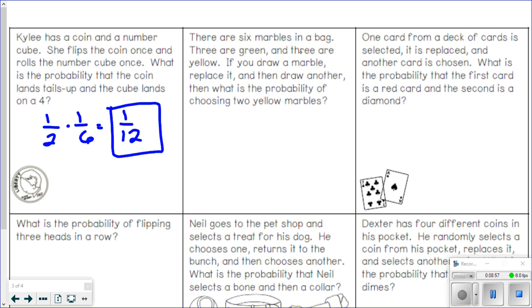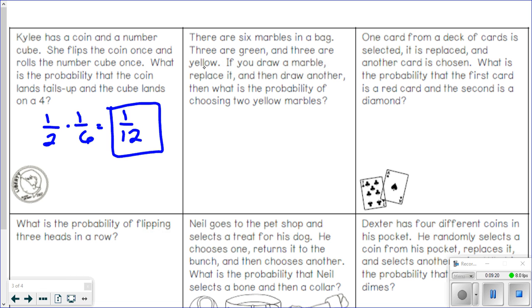There are 6 marbles in a bag. 3 are green, 3 are yellow. If you draw a marble, replace it, and then draw another marble, what is the probability of choosing 2 yellow marbles? And the replacement part, that's what makes these independent, because I'm putting it back in. So what I drew the first time is not going to affect what I draw the second time, because all the marbles are back in the bag.